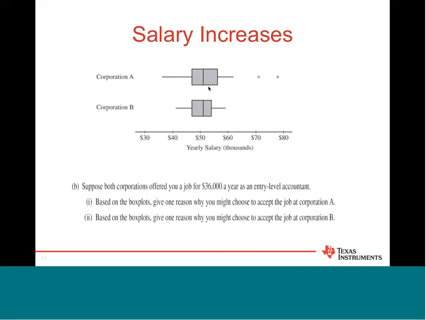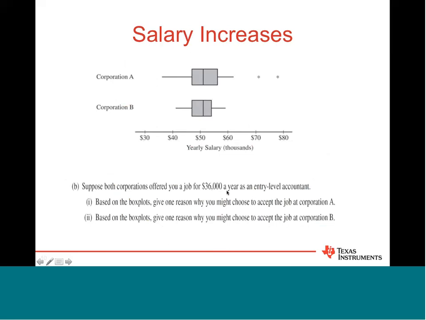Let's take a look at the next problem, salary increases. So this problem basically is looking at two corporations, and they had starting salaries that were the same, and this display is 5 years later. Both corporations, it said in the stem of the problem, had starting salaries of $36,000. This is now 5 years later.